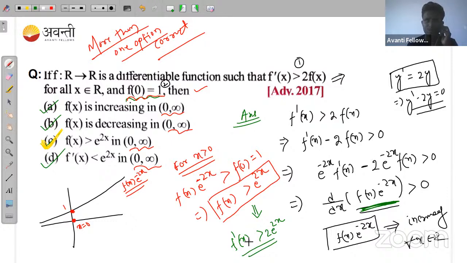Can I say that? So the option D written here is actually false. F dash x should have minimum value 2 e to the power 2x, from here you can get, but here it is saying f dash x is less than e to the power 2x in 0 to infinity. It's wrong information. So this is wrong. You got it, guys? Got it, right?